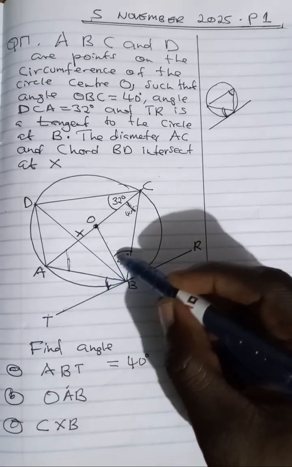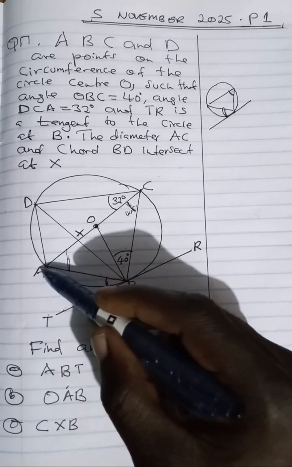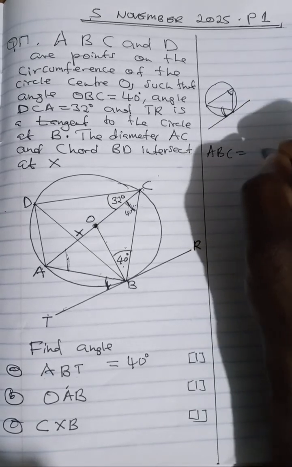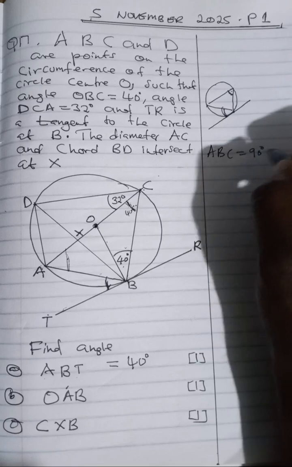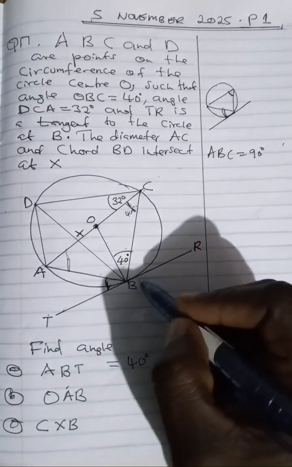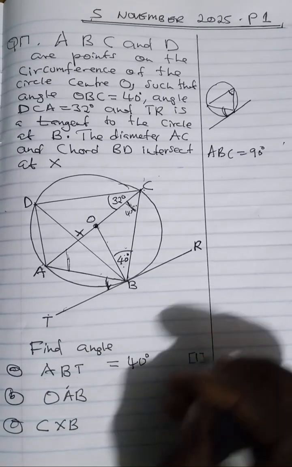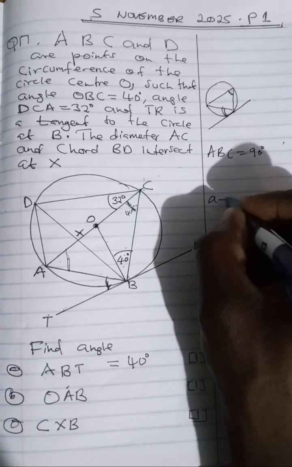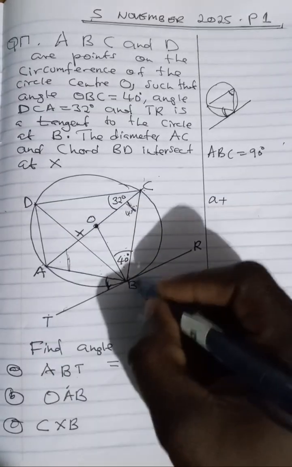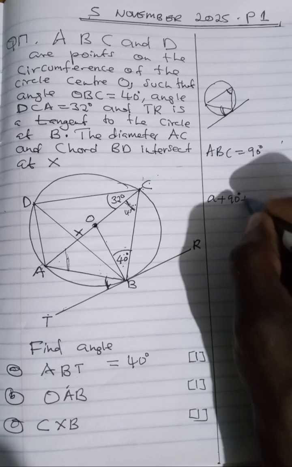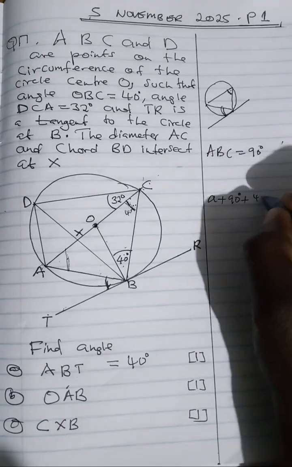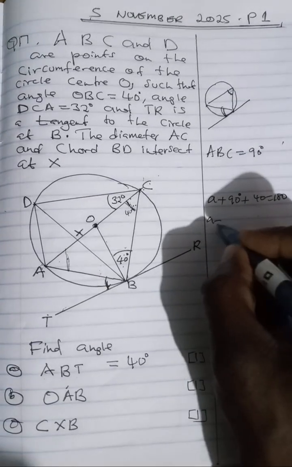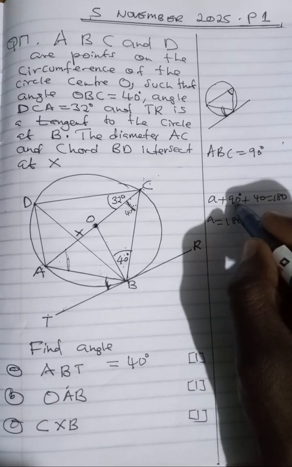And we know that this angle ABC is 90 degrees because it is the angle formed in a semicircle. The angle formed in a semicircle. So this ABC is 90. So we're going to say, angle A, I'll use a small letter, plus 90, plus 40 is equal to 180. Then what do we do? We're going to say A is equal to 180 minus, I'll add 90 plus 40.